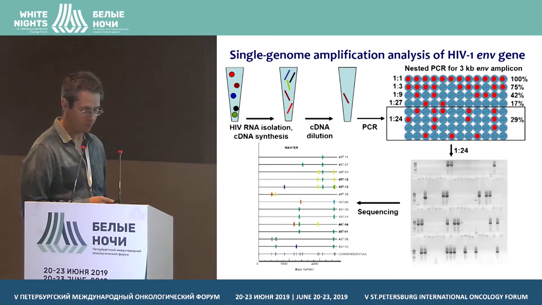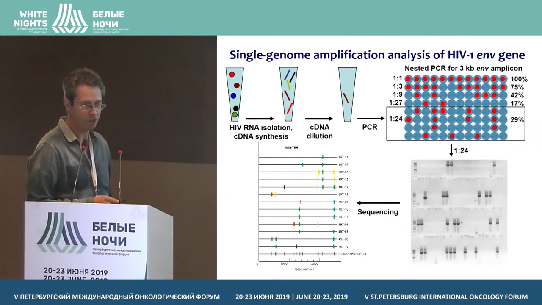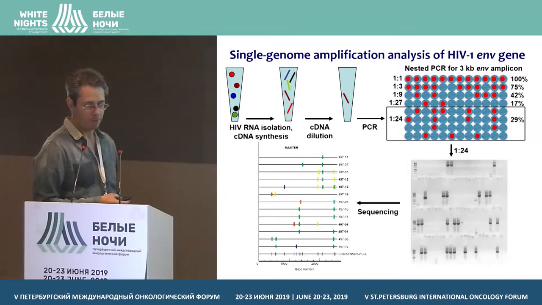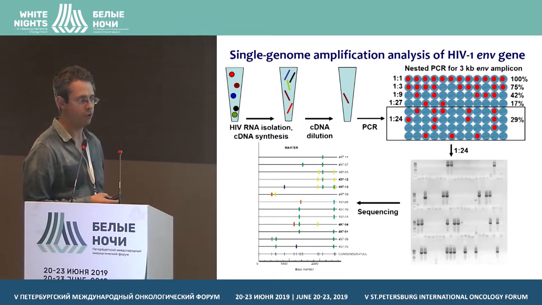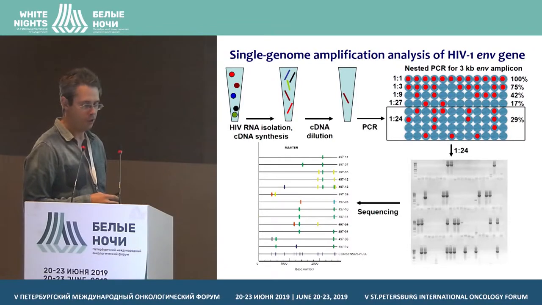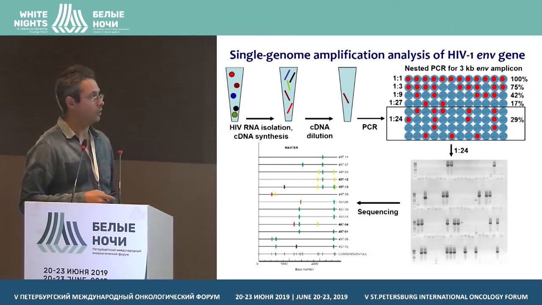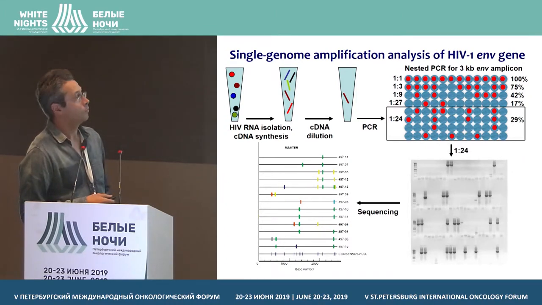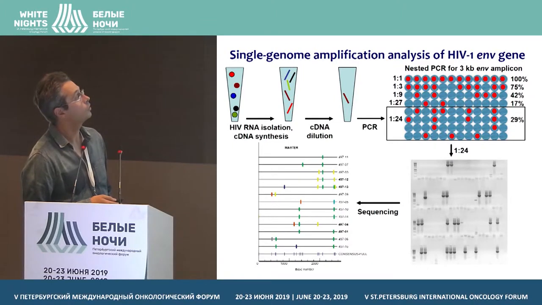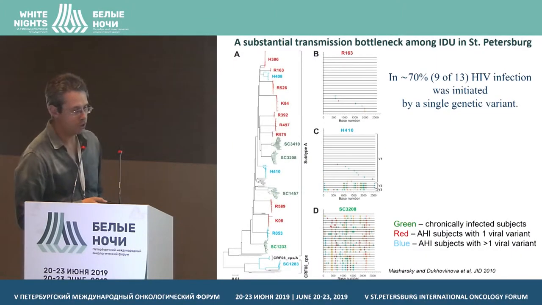To study the viral population in this case, we used single genome amplification analysis. HIV RNA or cDNA is diluted, so that we can study only the amplified fragments with direct sequencing. And these fragments actually reflect the picture of how virus exists in the organism without any shifts. So that's what we've seen.